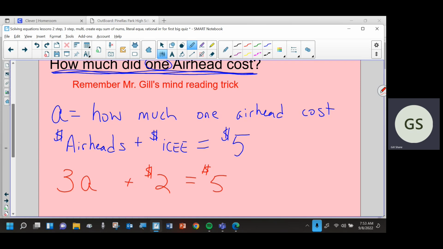Typically, it'll be a question. Sometimes they'll just tell you, let the variable A be the cost of an icy. But sometimes they'll just tell you what the variable is. You just then have to figure out how to use that variable and the other number in the problem, the word problem. But again, just look for the word airhead. The word airhead is there, well, that has to do with the variable.